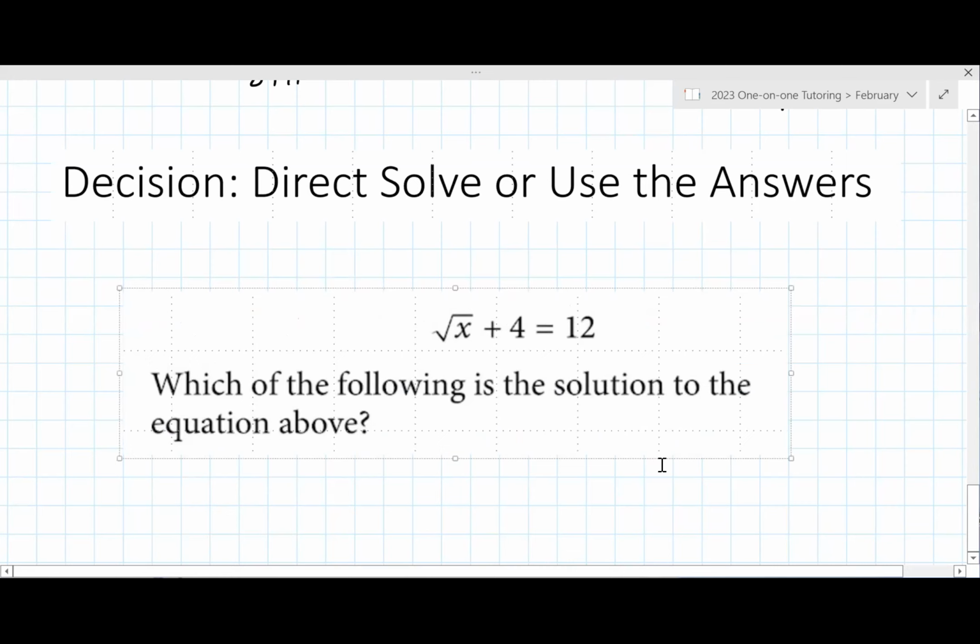How many places do you see an X? How many play at the beginning, one time?